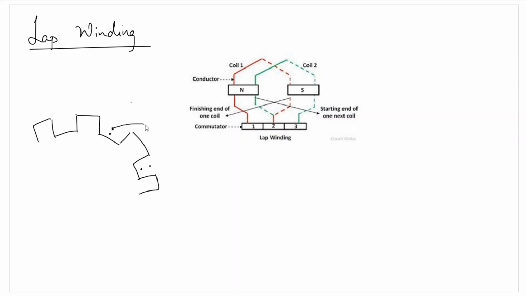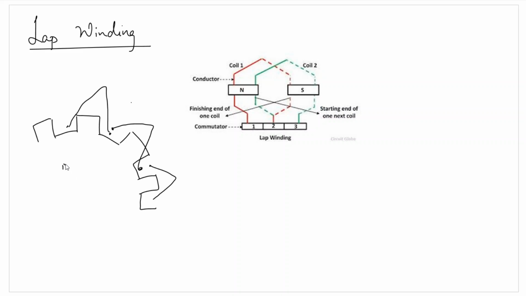So how the connection is made between this slot and this slot, between this slot and the next slot, how the connection will be made between the windings, will be decided by whether we are following a lap winding or a wave winding. Now in case of a lap winding, how the connection is also made with respect to the commutator of the DC machine.